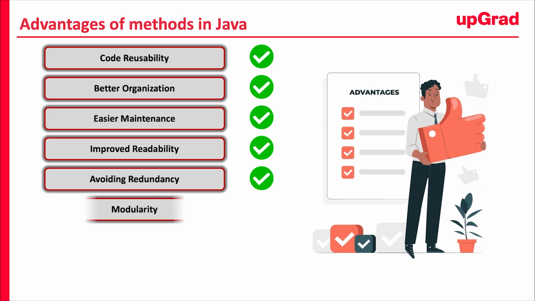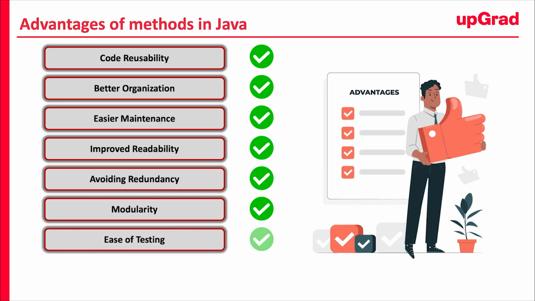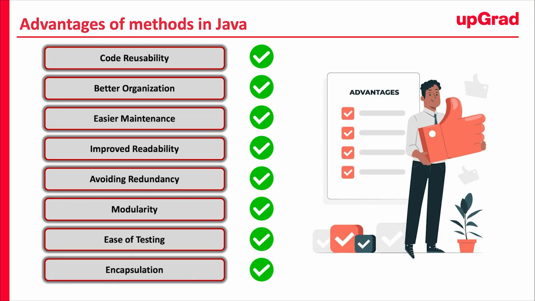Then there is modularity. Methods make your program modular, meaning you can focus on one part at a time without affecting the rest of the code. Now, ease of testing. Since methods handle specific tasks, you can test each method separately to make sure it works correctly. And at last, we have encapsulation. Methods can keep certain parts of your code private, allowing you to control how other parts of the program access or modify the data. So these were the advantages of methods in Java.